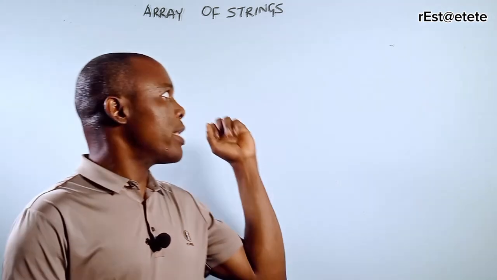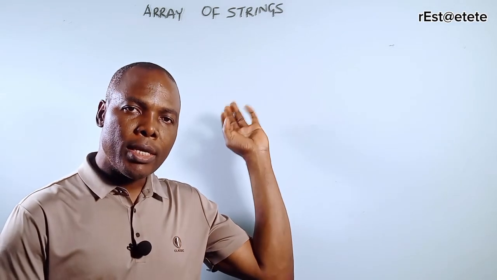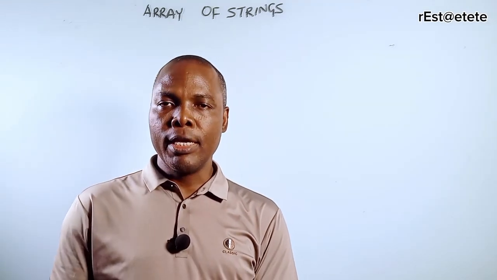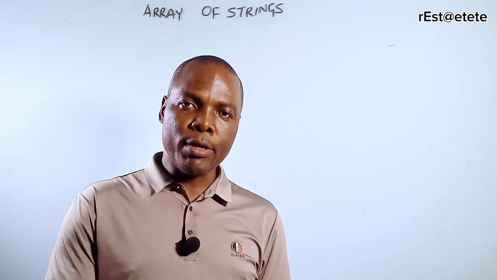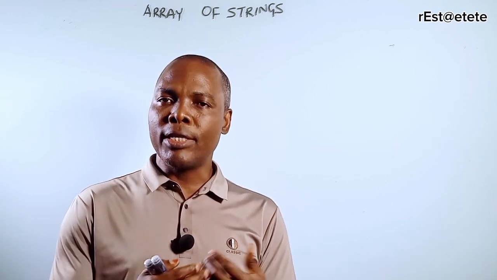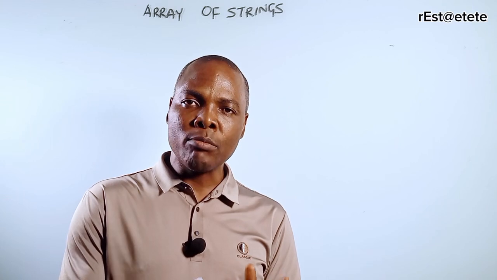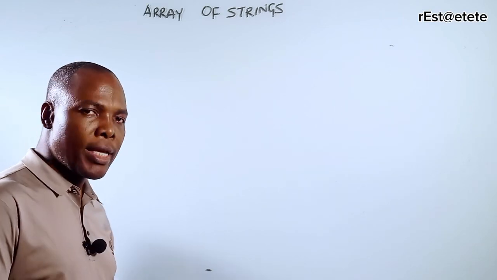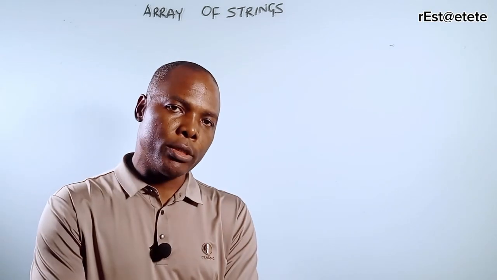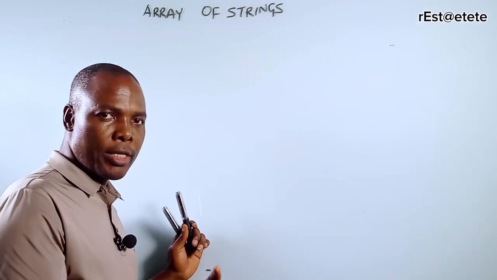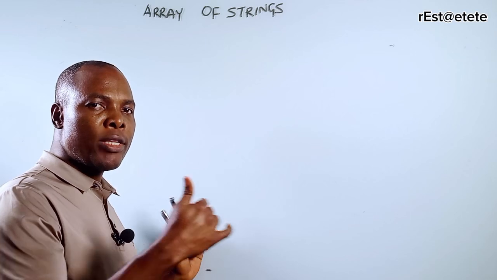So if we are looking at array of strings, that would be what? A two-dimensional array of characters in which the first dimension will represent the number of arrays, right? And the second dimension will represent the maximum length of each string in the array. So if we look at this, let's take the months, January to December. So each month is a string literal.